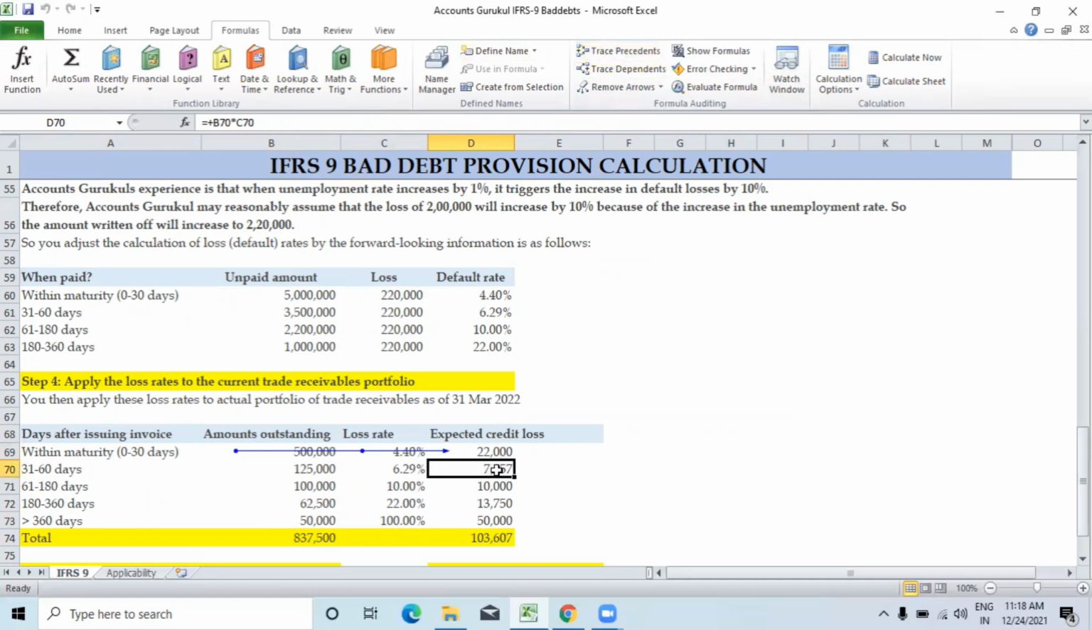So here for 31 to 60 days, it's showing 7,857. And for 61 to 180, against this 1 lakh, the 10%, 10,000 is there. And similarly for 360 days, 50,000, that's 100%, is going to be around 50,000. So total against this 8,37,500, we have to create a provision for bad debts as per IFRS 9. That's expected credit loss of 1,03,607.